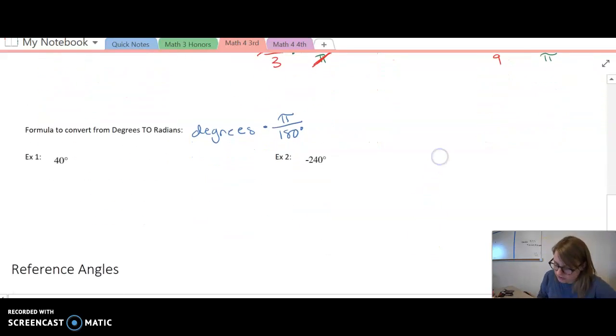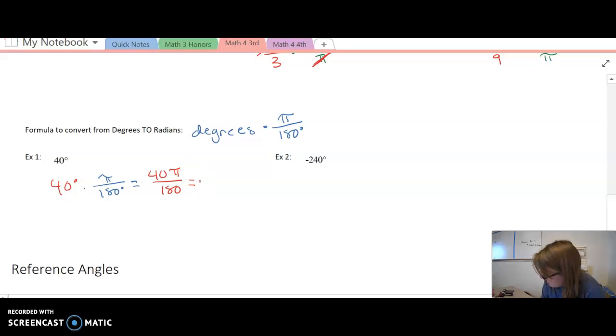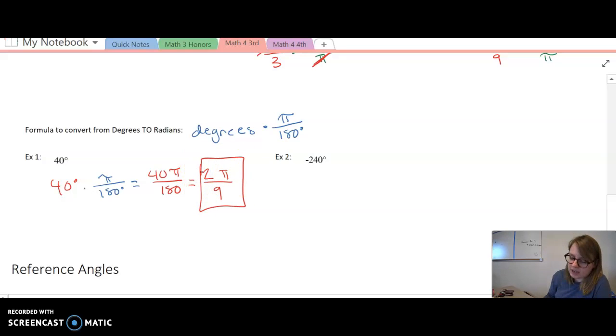Alright, so let's look at our first example. So we're given 40 degrees. So what we're going to do is we're going to take our 40 degrees and we're going to multiply it by pi over 180 degrees. So then when we do that, we get 40 pi over 180, but I want you guys to reduce this fraction. So when we reduce it, it's going to be 2 pi over 9, and then that would be my answer. Okay?